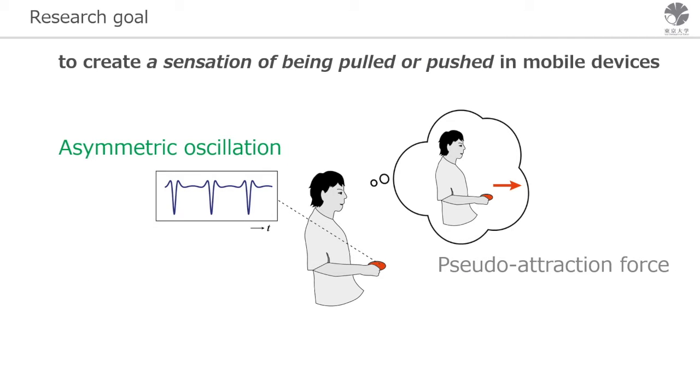So our research goal is to create the sensation of being pulled or pushed in mobile devices. We selected a stimulus of asymmetric oscillation patterns, which can be used in mobile devices. The asymmetric oscillation pattern can induce the sensation of being pulled or pushed. We call it a pseudo-attraction force.